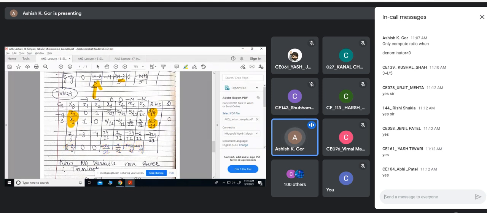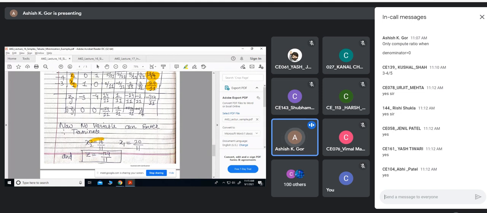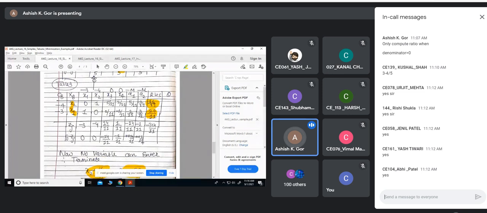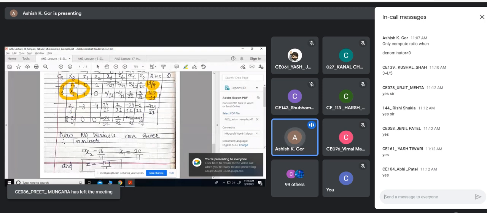What are your solutions? X1 is 20 by 11. This is how you read it. X2 is 16 by 11. Now you see in table number 3, there is no artificial variable. A1 and A2 don't come as basic. In the basic variables, it turns out to be just X1 and X2, and I get X2 equal to 16 by 11 and X1 equal to 20 by 11.